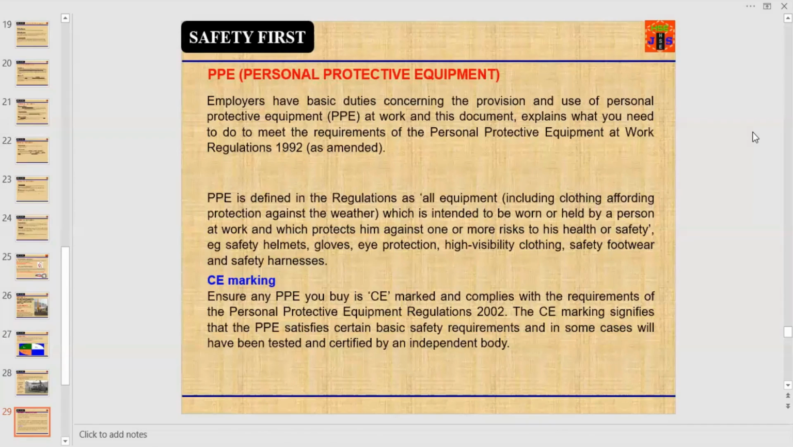Ensure any personal protective equipment you buy is CE marked and complies with the requirements of the Personal Protective Equipment Regulations 2002. The CE marking signifies that the personal protective equipment satisfies certain basic safety requirements and in some cases will have been tested and certified by an independent body.